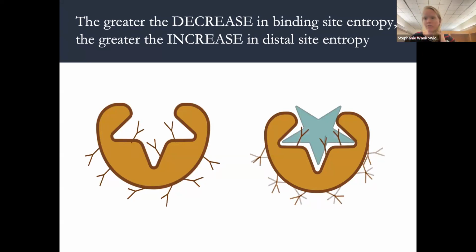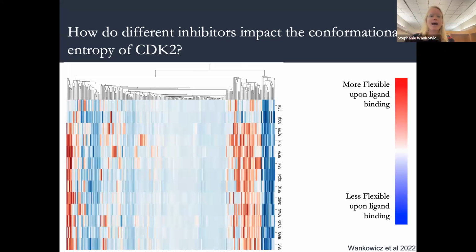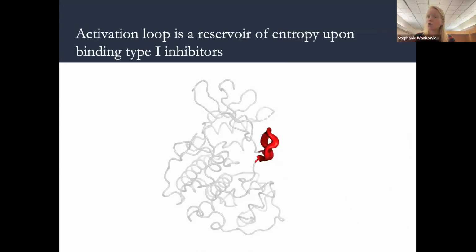And so we wanted to next ask, moving towards the information of ligand, how does the same ligand bound, or a different ligand bound to the same protein, impact conformational entropy? To do this, we turned to a kinase, CDK2, and we asked, in the different rows, the different inhibitors that we had bound, how does this change the conformational heterogeneity in every single residue, which is in the columns here? Red, more flexible, blue, less flexible. And we saw that there are patterns of conformational entropy. And many of these patterns actually map to known structural implications.